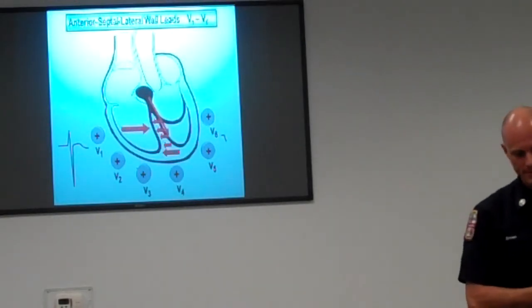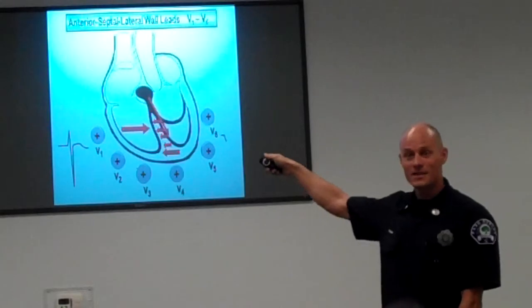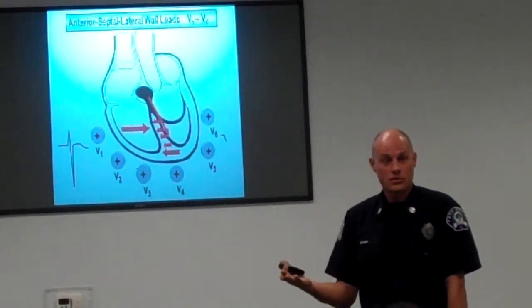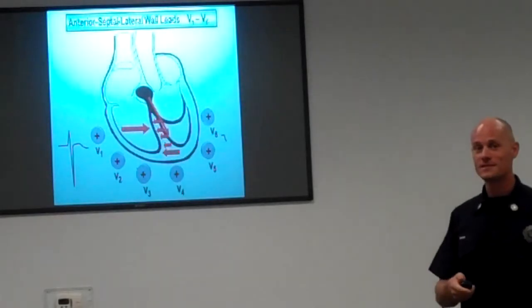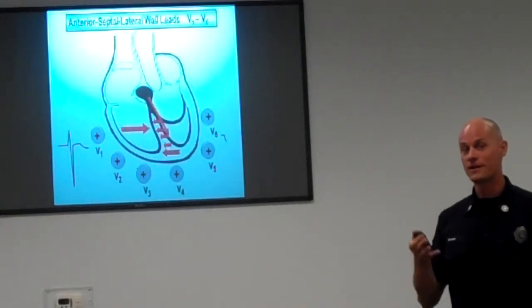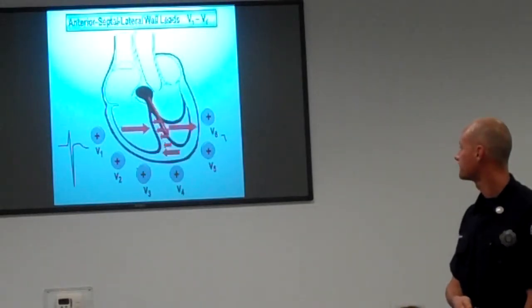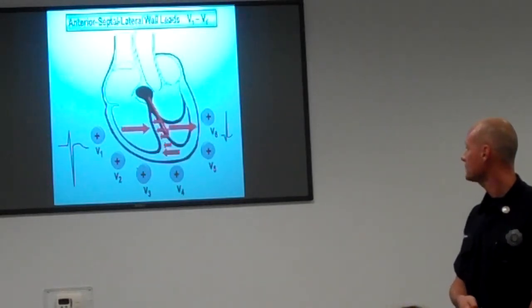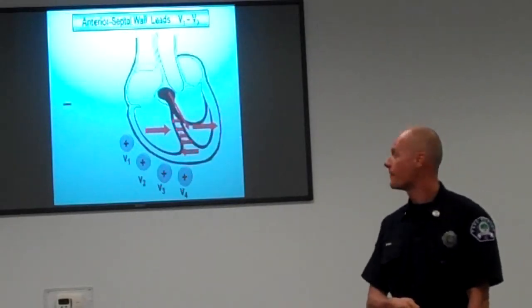Is that how yours looks? Good. So does that make sense? V1, 2, 3, and 4 should look that way, right? So now what happens in V5 and V6? The electrical impulse is moving towards the positive, so what should we see in there? So that's how your lead should look in a normal healthy heart.